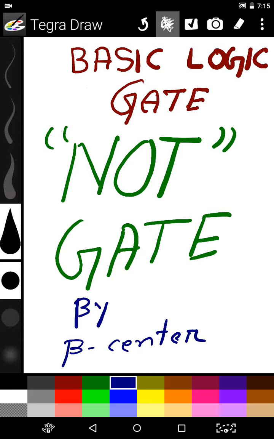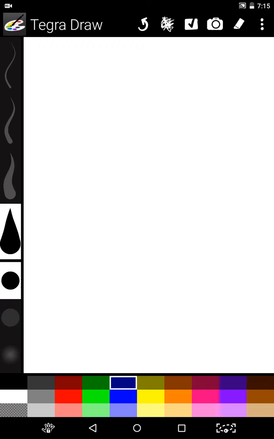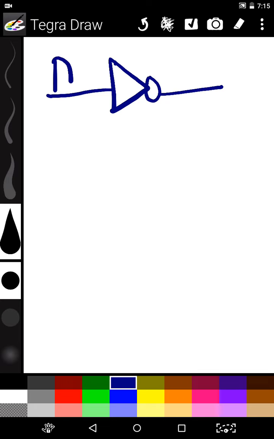Let's discuss the NOT gate. The basic NOT gate can be represented graphically like this. This is the graphical representation of the NOT gate. Let's say A is the input and Y is the output of this gate.